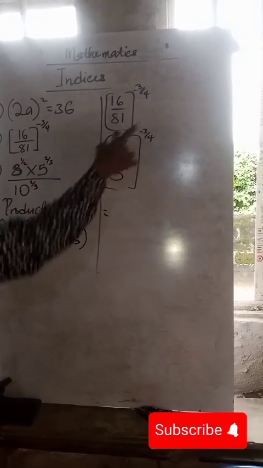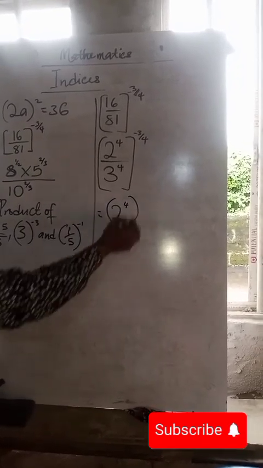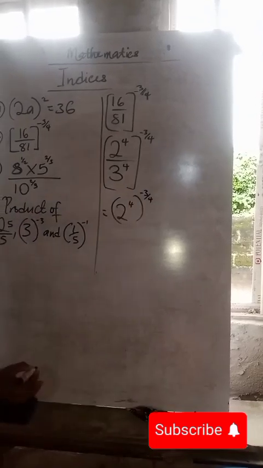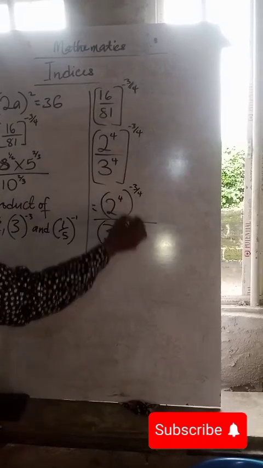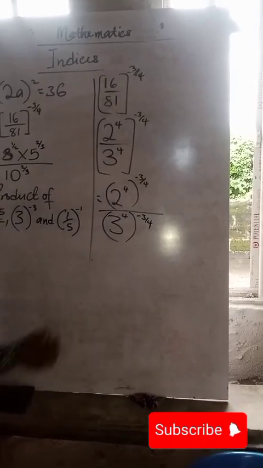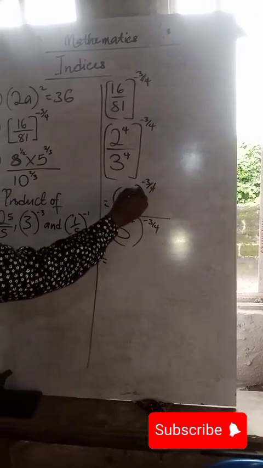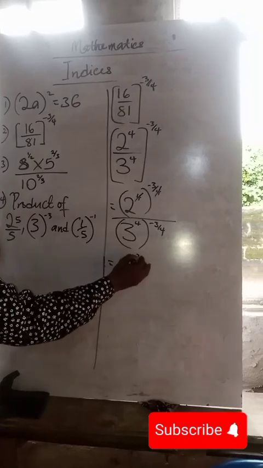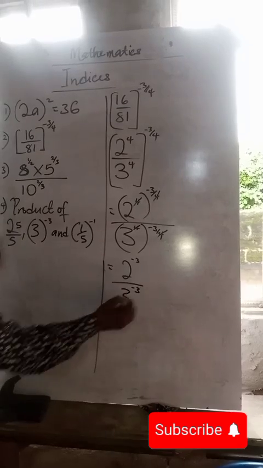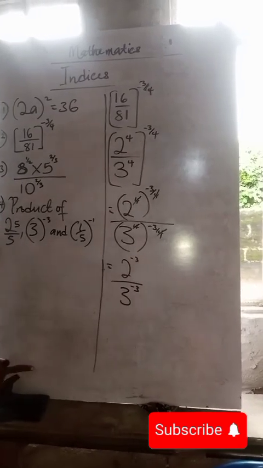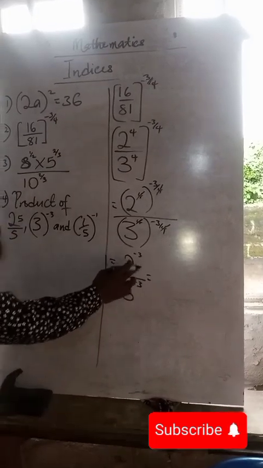Quickly, this is the same thing as saying 2 raised to the power of 4, by one of the laws of indices like we said in the previous class, over 3 raised to the power of 4, then minus 3 over 4. So at the end of the day, we can eliminate this 4. We have 2 raised to the power of minus 3, and 4, we eliminate 4. We have 3 raised to the power of minus 3. So if you have 2 raised to the power of minus 3 over 3 raised to the power of minus 3, quickly, this will simply give us 2 raised to the power of minus 3.